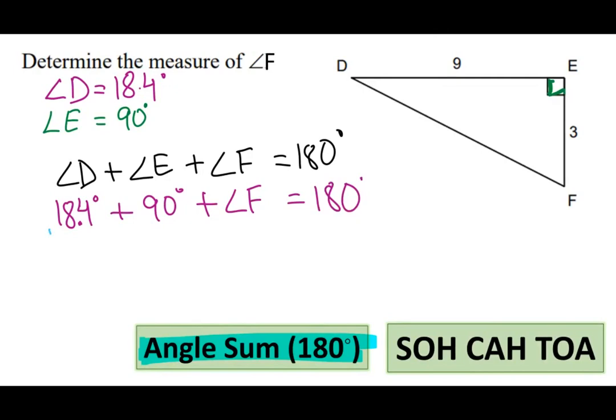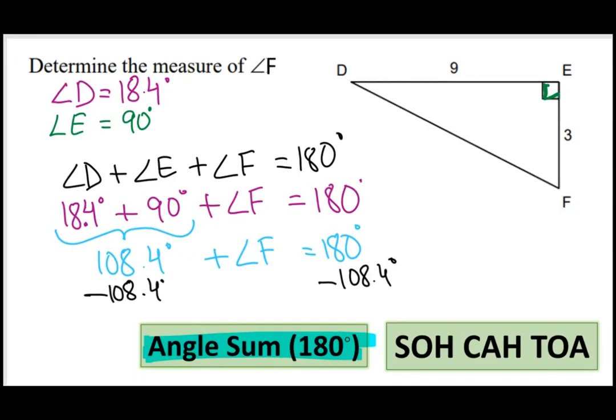Let's combine our like terms. 18.4 plus 90 degrees is 108.4 degrees. Now we will subtract 108.4 degrees from both sides. This and this cancel each other out, and we are left with angle F equals 180 degrees minus 108.4 degrees. Angle F equals 71.6 degrees.